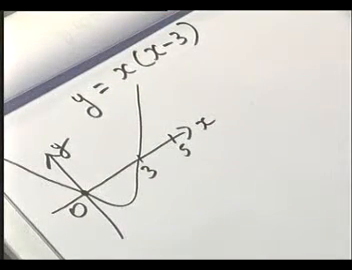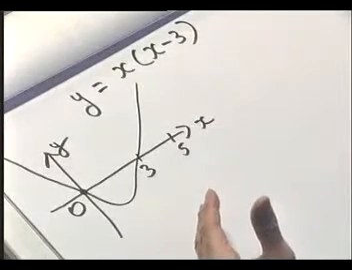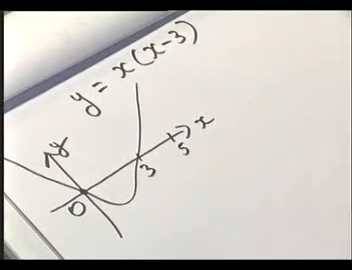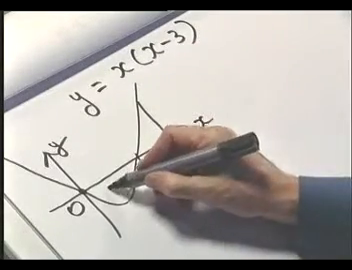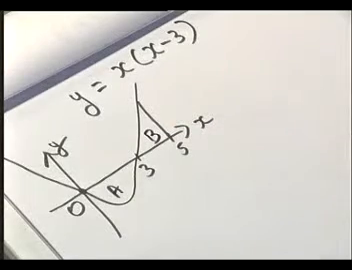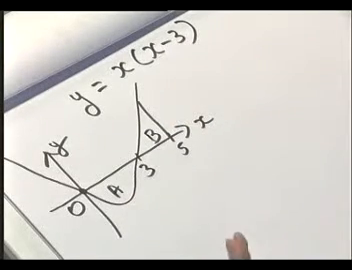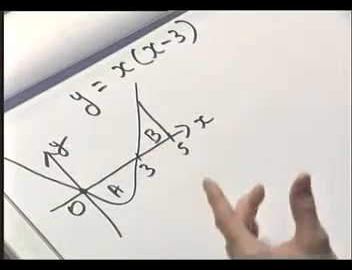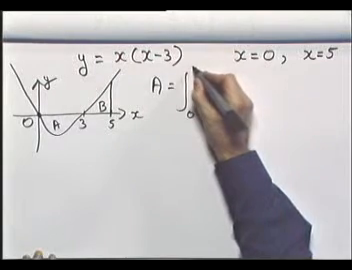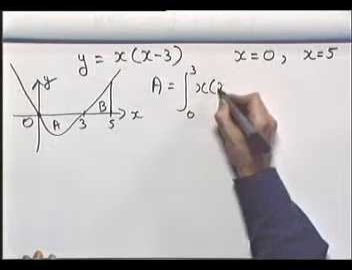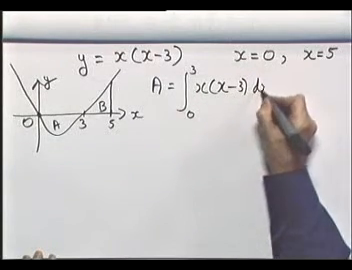Now it wants the area between the x-axis, the curve, and these ordinates. So let's draw that in there. And again we can see we've got two lots of area: an area A which is below the x-axis and an area B which is above it. This means we've got to be careful and work out each area separately. So the area A is the integral between 0 and 3 of x times x minus 3 with respect to x.